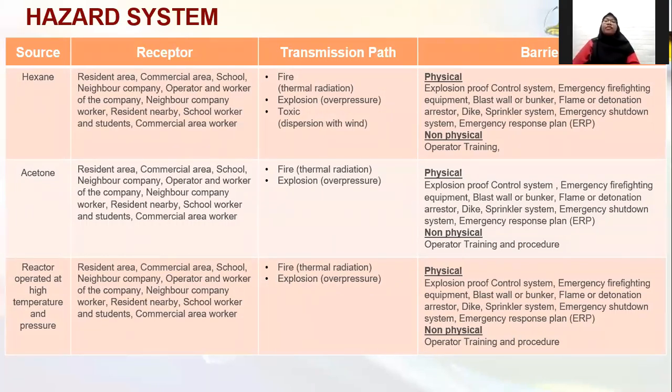For the receptor, there are two types of receptor, which is bioreceptor and non-bioreceptor. And the receptor for all types of source is the same. For the transmission part, the transmission for all types of source is almost the same, which is thermal radiation that can cause fire, overpressure that can cause explosion, and dispersion with wind that can cause toxic. For the barrier, there are two types of barrier, which is physical and non-physical, and for all types of source, the barrier are the same.